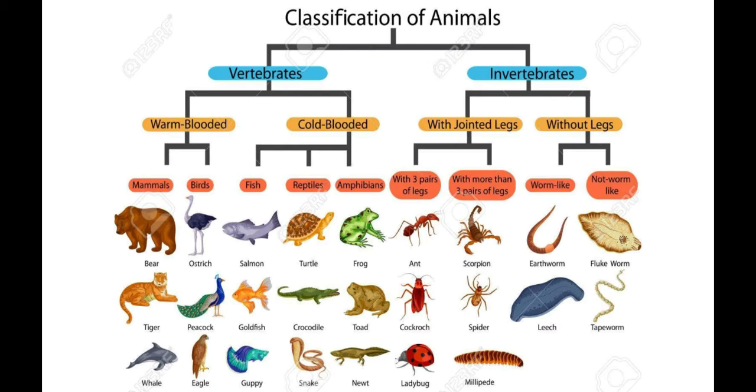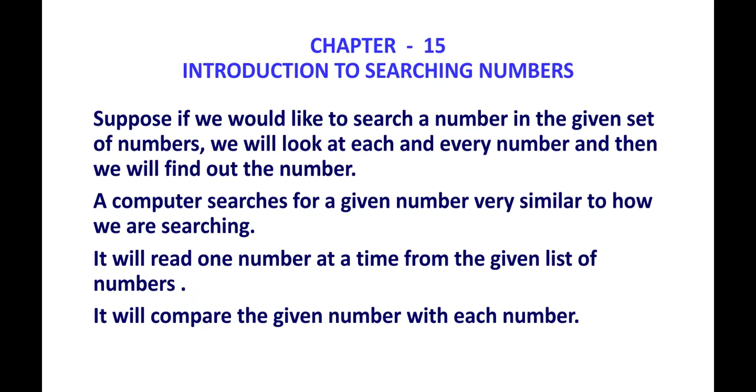With this classification, it is a tree diagram. With the help of this tree diagram, we can easily understand, yes or no? Because the tree diagram will help us to understand which are classified into what type of category: vertebrate or invertebrate, warm-blooded, cold-blooded, jointed legs or without jointed legs.